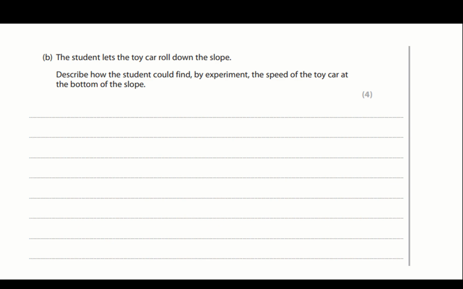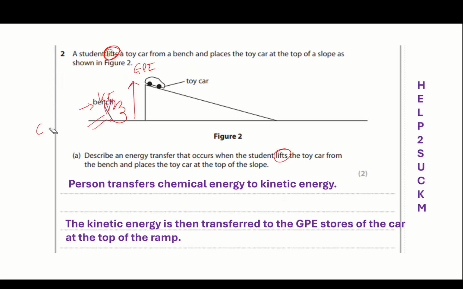The student lets the car roll down the slope. Describe the experiment to measure the speed at the bottom of the slope. My tip would be to do a little drawing to show the examiner that you've spotted that. So, what do we need to do? We need to have a specific distance that we're going to measure there.